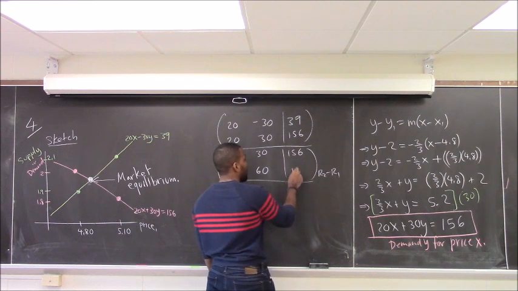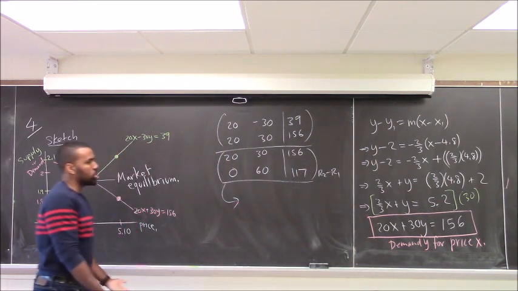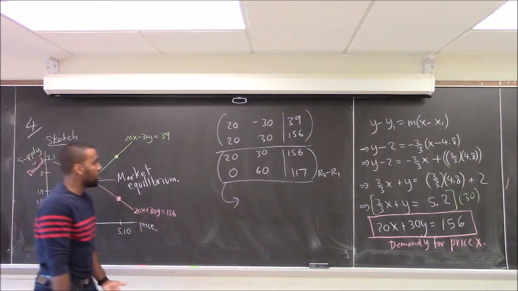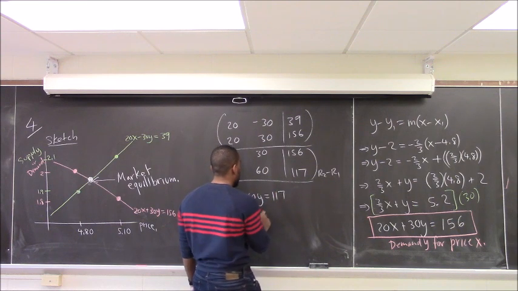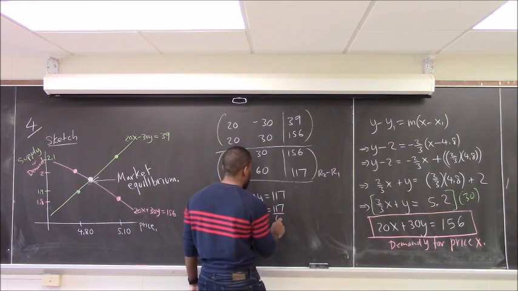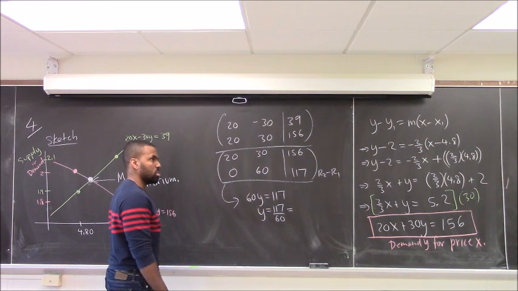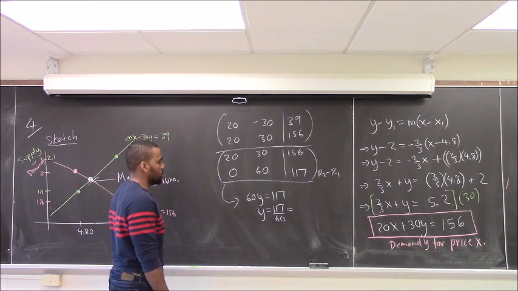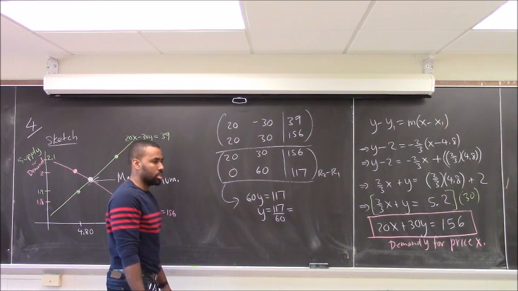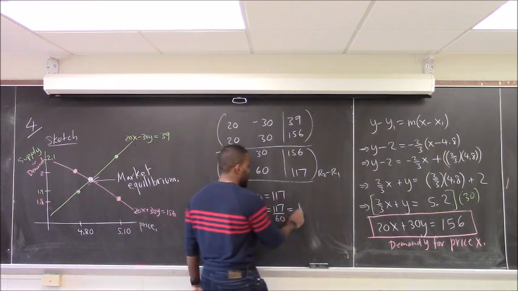117. So I don't have to bring this to reduced echelon form because that's not the point. What I can say right away is that 60 times y is 117. So my y is 117 over 60. Does that reduce to anything nice? Yes, you can divide by 3, since the sum of the digits is 9. So it's 1.95.